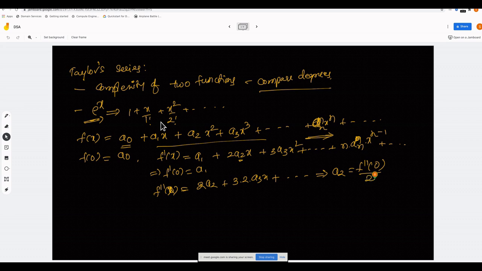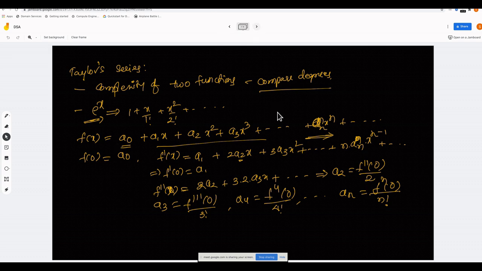If you continue doing so, you would get a3 is equal to f triple dash of 0 by 3 factorial, and a4 is equal to f power 4, instead of 4 dashes, f4 of 0 by 4 factorial, and so on. In fact, for the nth term, an is equal to fn of 0 by n factorial.